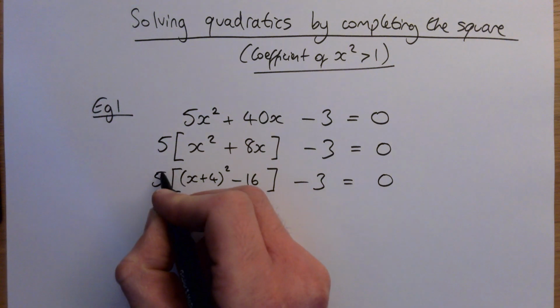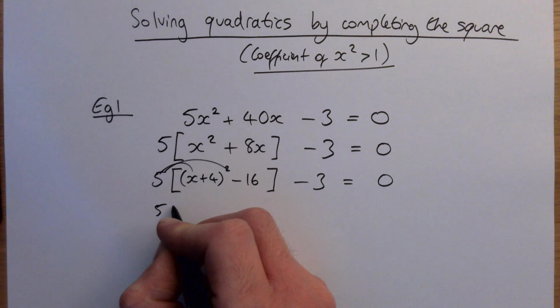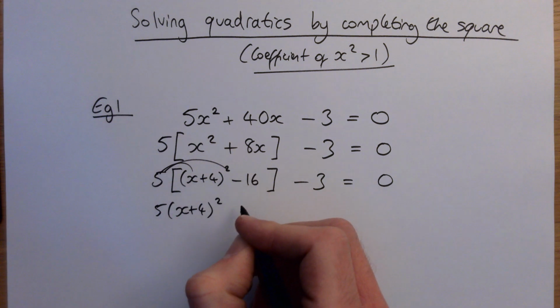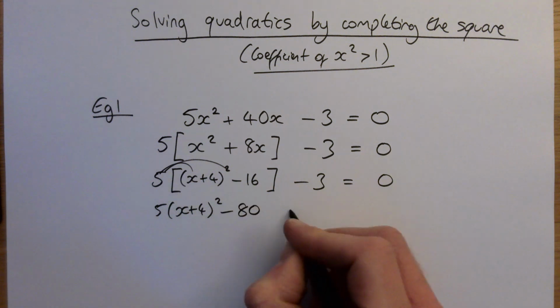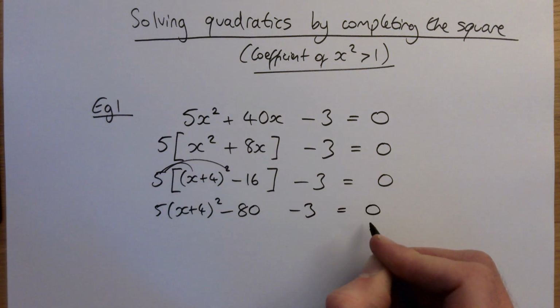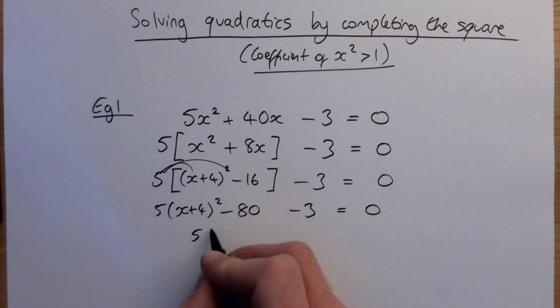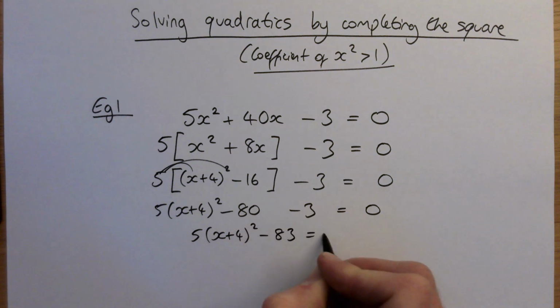I can now expand my square bracket again by the 5, so I get 5 lots of x plus 4 squared, and 5 lots of 16 is 80, so it's going to be negative 80, and then I've still got minus 3 equals 0. And now I've just got an equation that I can solve. So tidying this line up, I get 5 lots of x plus 4 squared minus 83 is equal to 0.